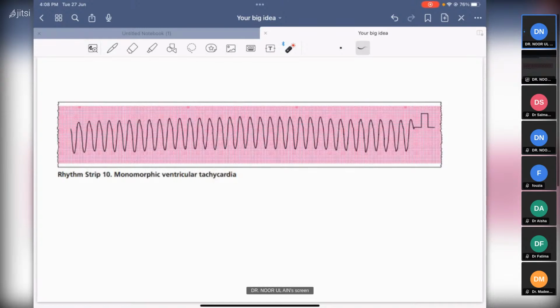Yeah, very good, Dr. Yusra. Is it normal or is it broad? It's wide, exactly. It's wide, superb. It's wide, right? Do you see any atrial activity?